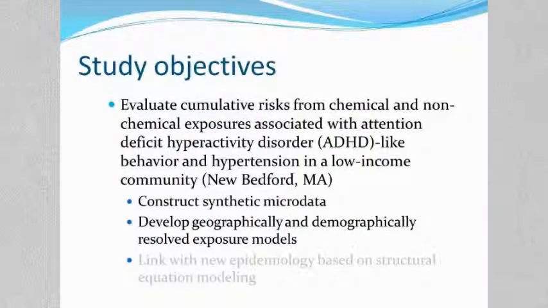So our cumulative risk assessment study itself is an effects-based assessment focusing on two health outcomes of interest, ADHD-like behavior or attention deficit hyperactivity disorder-like behavior, and hypertension. And our goal is to look at the cumulative impacts of chemical and non-chemical stressors on those two outcomes. I'm not going to talk at all about the health effects side of things other than tangentially. What I'm going to talk about is work we've been doing recently on the exposure assessment side of things, and really two key elements: constructing synthetic microdata and then developing exposure models that link to those data. And I'll explain what I mean by those steps and the rationale for it momentarily.